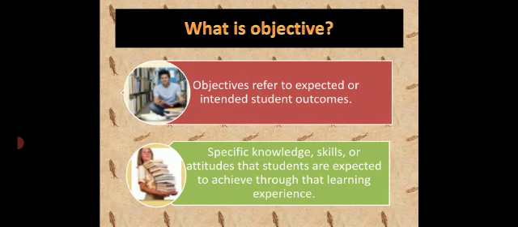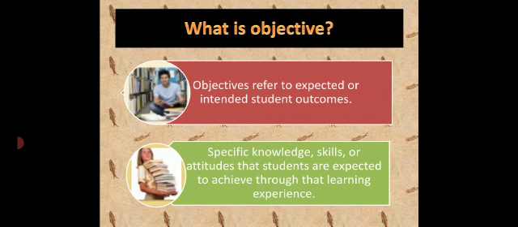First, let me see what objectives are. Objective refers to expected or intended student outcomes. It is a specific knowledge, skill, or attitude that students are expected to achieve through a learning experience. For example, the student is able to explain theorems in mathematics, or the student is able to classify postulates, axioms, and theorems in mathematics, or the student is able to discriminate among mathematical terms, concepts, symbols, principles, generalizations, etc. These are examples of objectives.